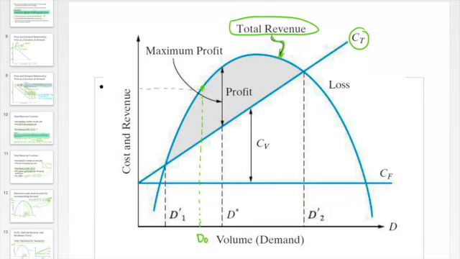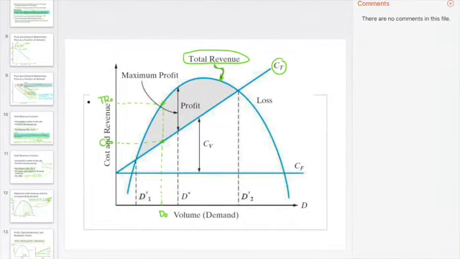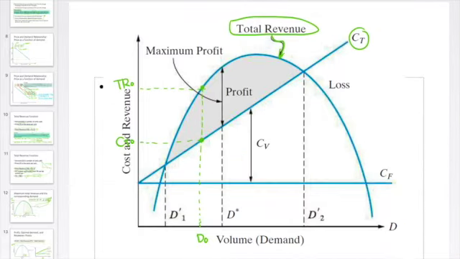This is the total revenue, TR0. And this is your total cost, CT0. And what is the profit? We say the difference between these two is the profit, right? So this height is gonna be your profit. That's what we labeled out here as well.